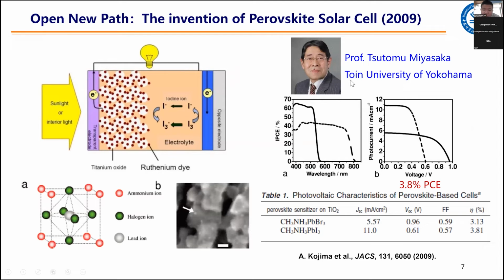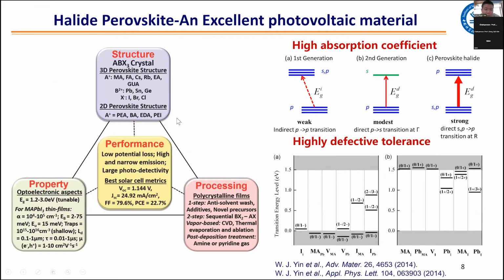Professor Miyasaka from Toin University in Japan first applied these materials in solar cells in 2009. After more than 10 years of development, more and more people realize this material is an excellent photovoltaic material. I think there are several advantages if people work in this area.